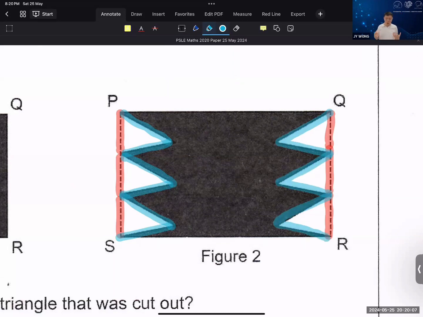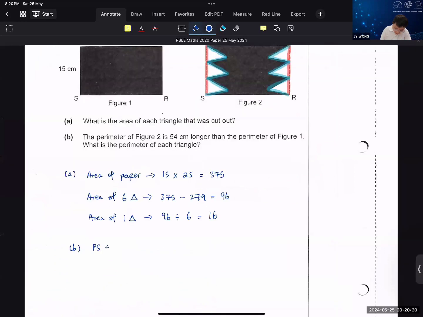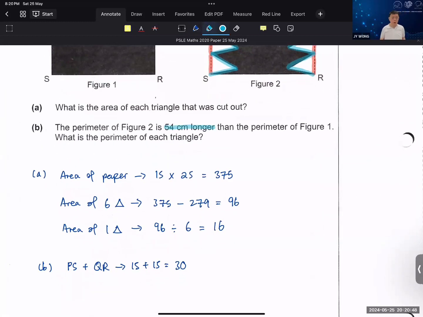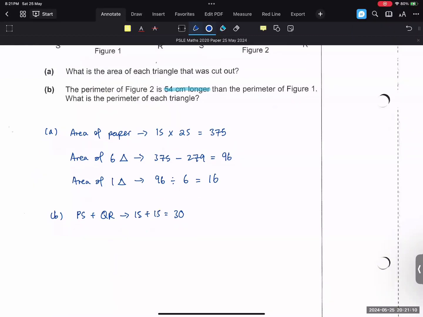So your perimeter increases because even though you lost PS and you lost QR, the blue color parts that you gain are more than the parts that you lost. How much did you lose? You lost PS and you lost QR. So PS plus QR is just 15 plus 15 to give me 30. So those are the parts that you lost. The perimeter became 54 cm longer. If it became 54 cm longer, how much do you actually gain? What was the actual perimeter that was gained? Is it 24? It's not 24.